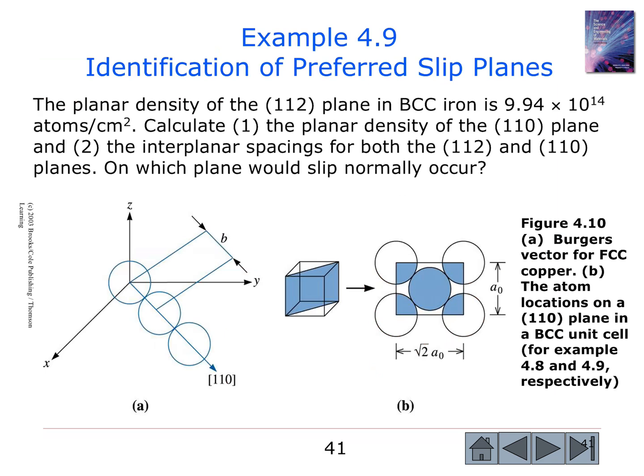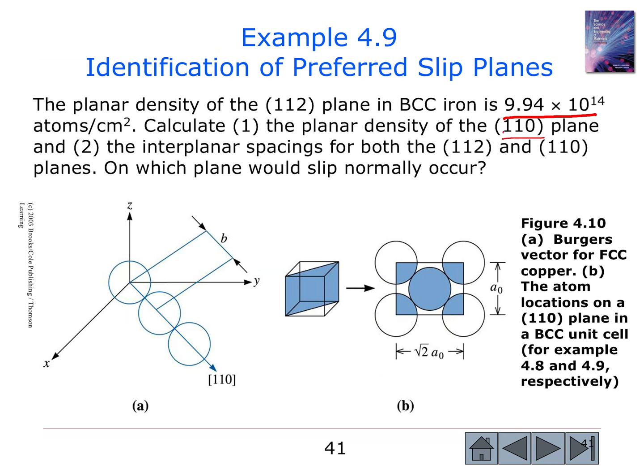Okay, identification of preferred slip planes. Preferred slip planes means the planes on which slip will occur easily. The planar density of a 112 plane in BCC iron is 9.94 multiplied by 10 to the power 14 atoms per cubic centimeter. Remember, the higher the planar density, the higher the chances of dislocation moving in those planes, right? So if the planar density is high, it will be a preferred slip plane for dislocation motion.